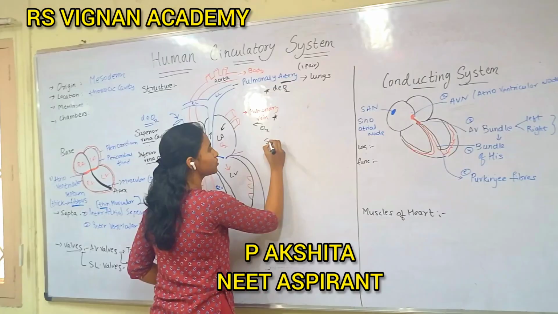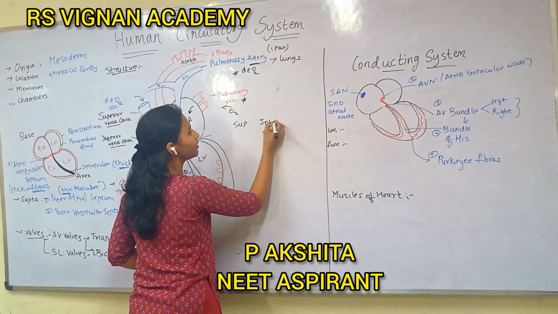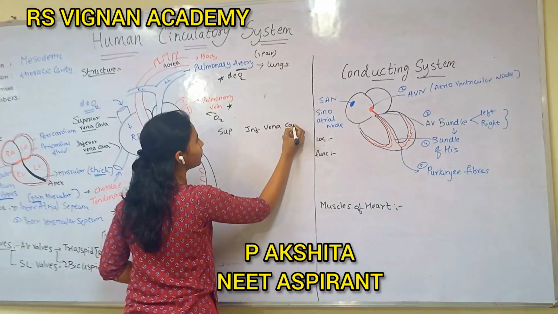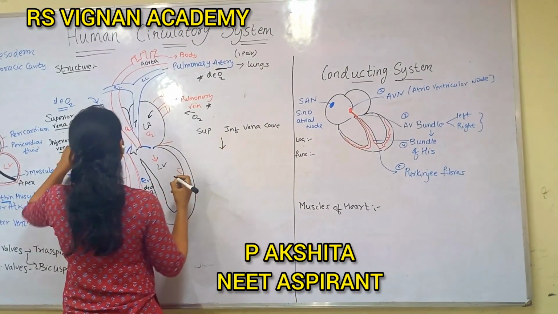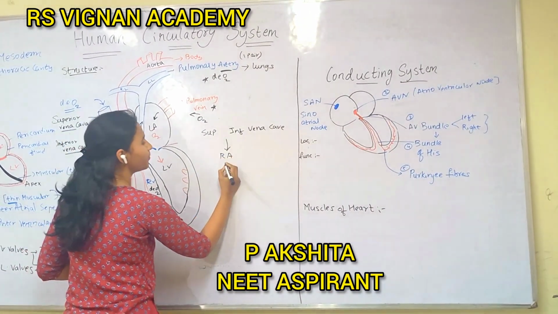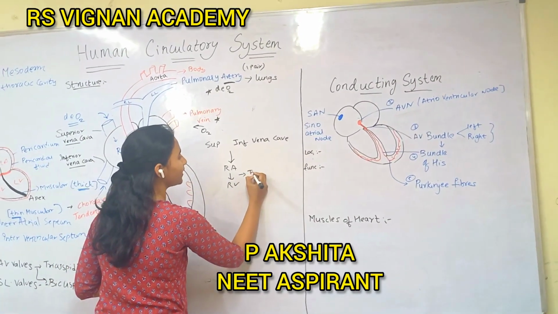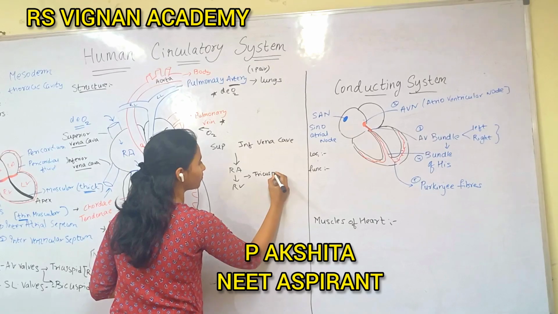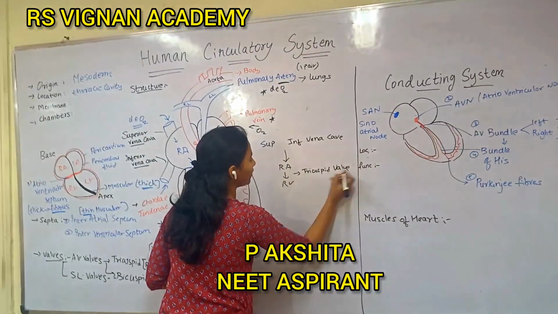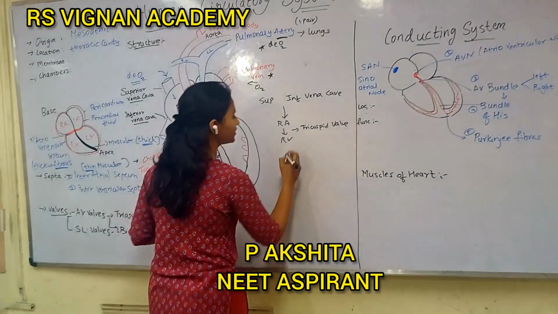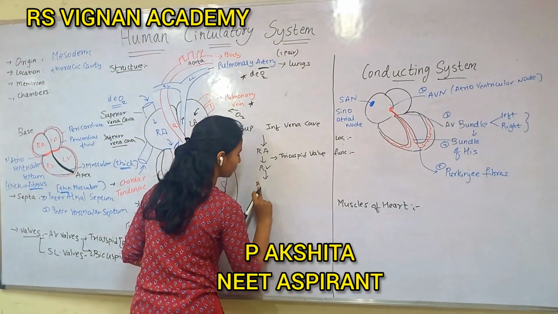Let's draw a flow chart of the superior and inferior vena cava, and it is entering into the right atrium. Now from the right atrium it is entering into the right ventricle through the tricuspid valve. From the right ventricle, it is going towards the pulmonary artery.